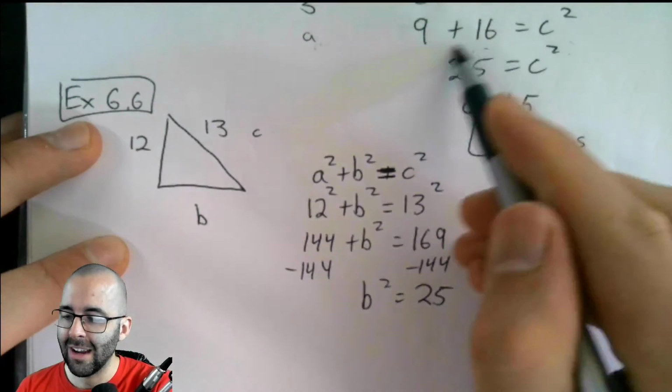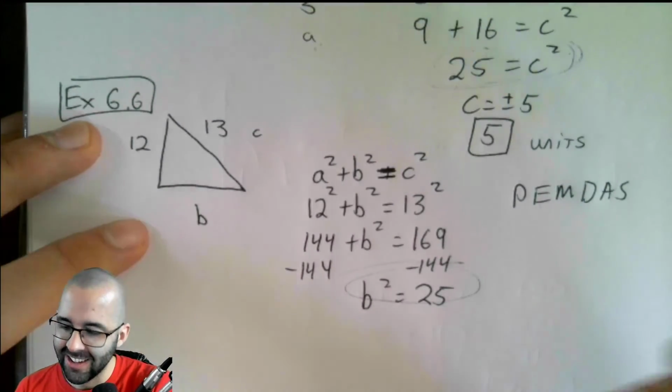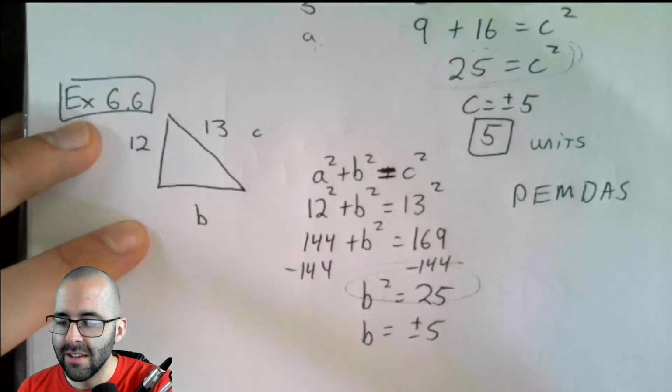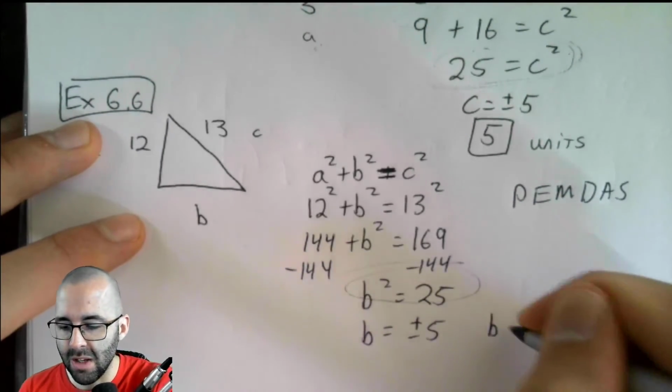Jason, this is not very creative. You got two 25s over here. All right. Square root both sides. We're going to get b is equal to plus or minus 5, but we're not going to have a side length of negative 5, so we're just going to say that b equals 5.